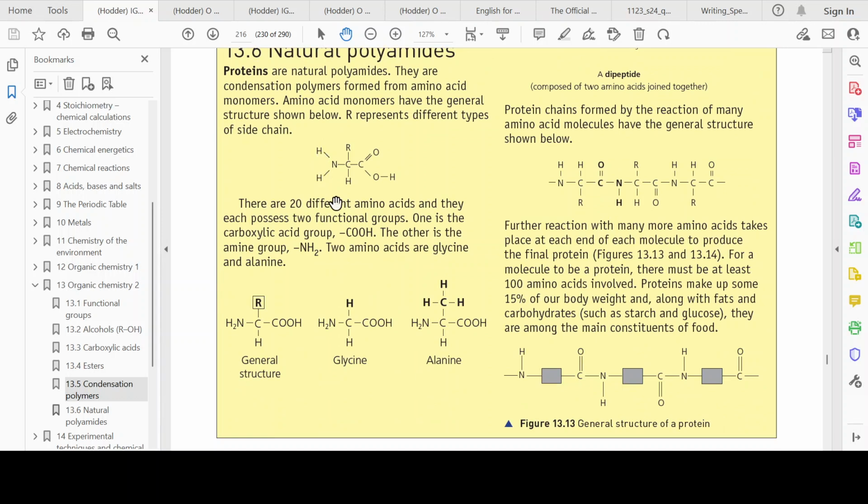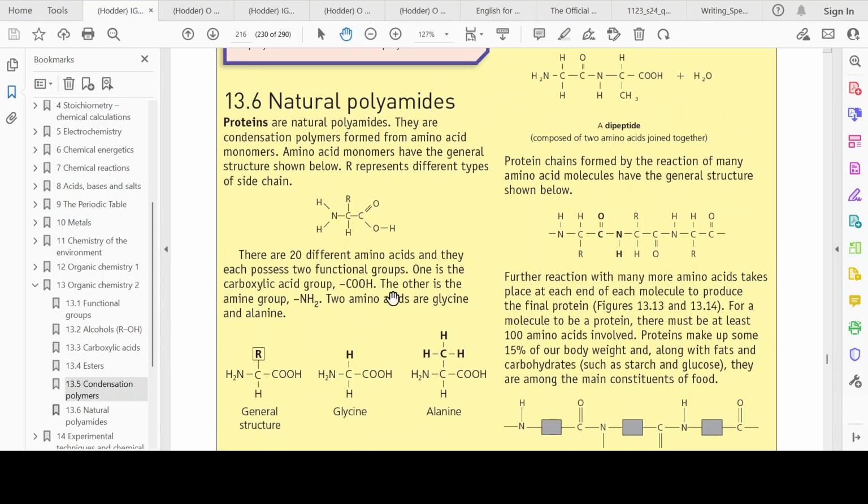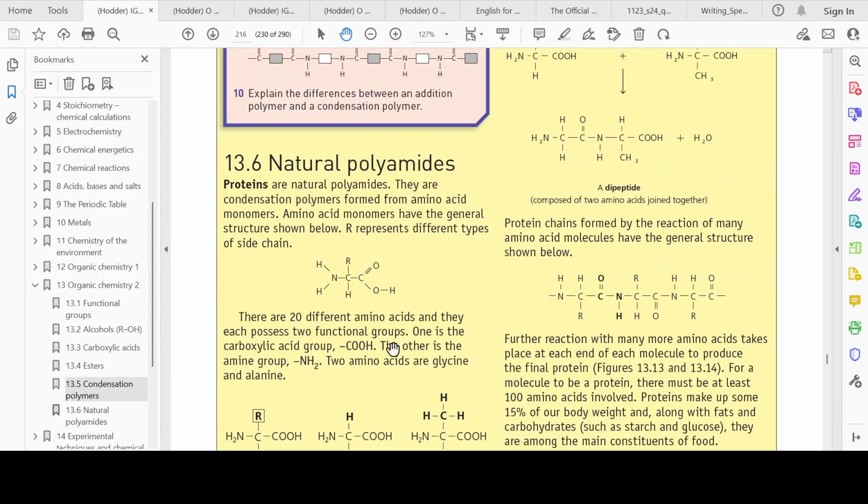So the variable R group can be many things, right? There are 20 different naturally occurring amino acids, and so this R can be 20 different things, ranging from a simple hydrogen. It could be a CH3 group. It could even be a cyclic group. It could be a chain. It could have sulfur in it. Lots of different things, right?